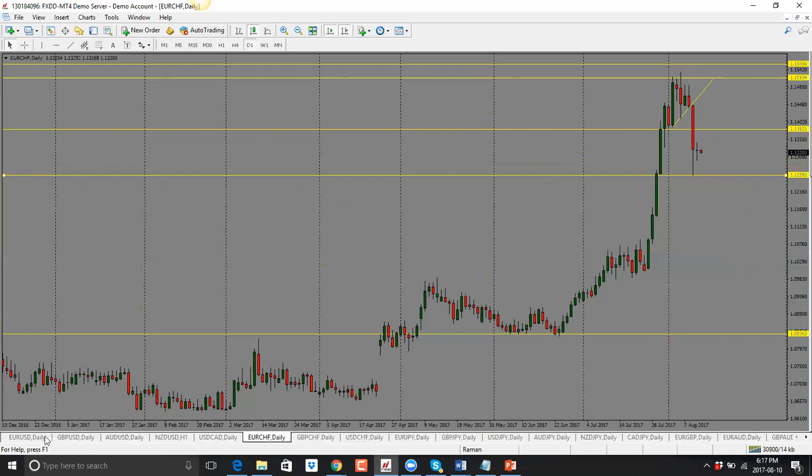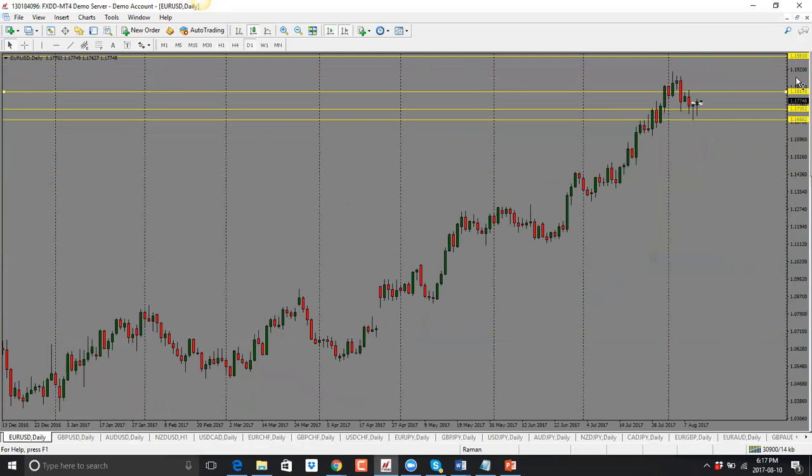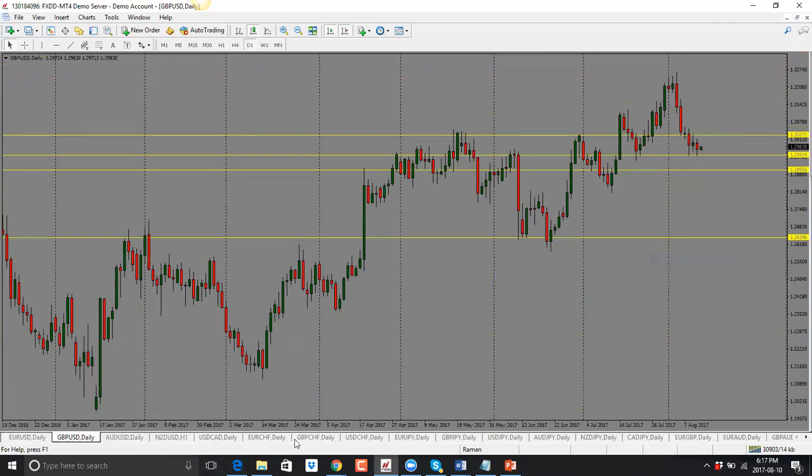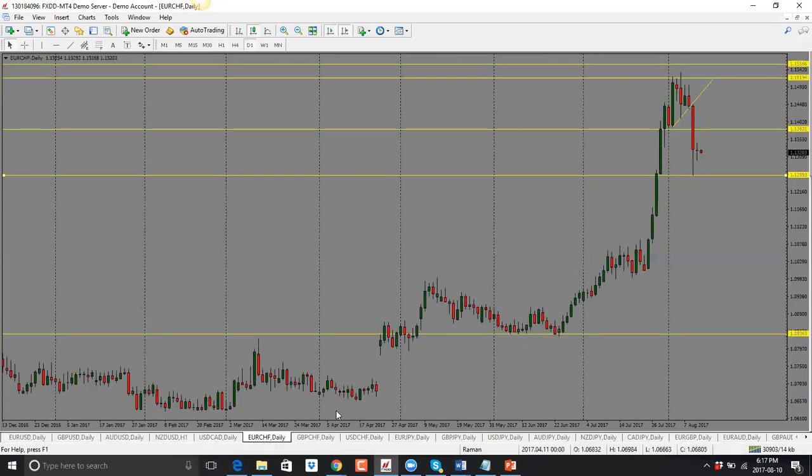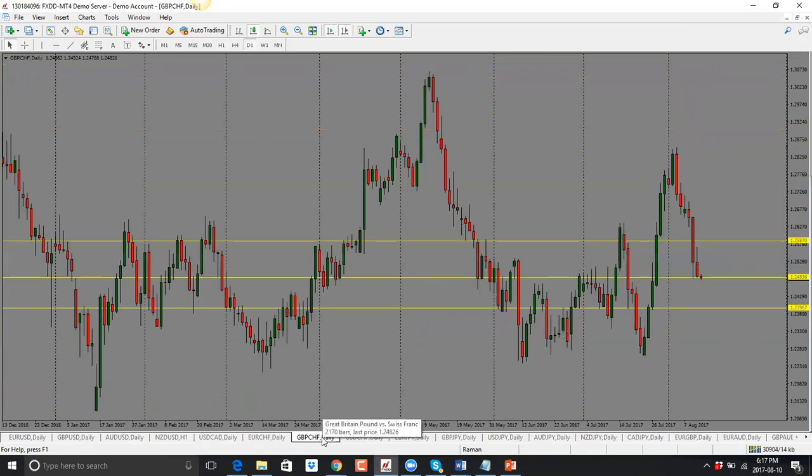Euro has been strong, so euro is a risk currency here. So euro has been moving up because of the concerns, so keep that in mind. So euro is overall strong.